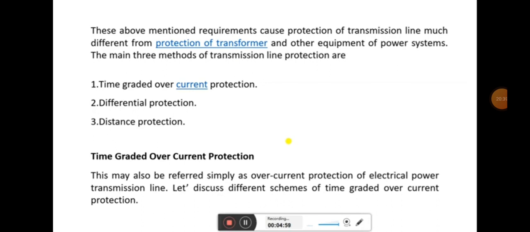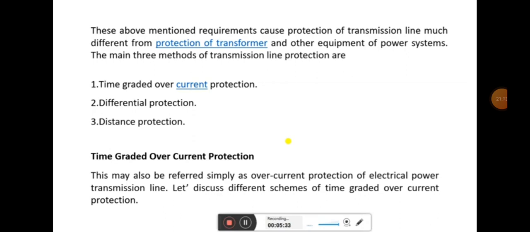These above mentioned requirements make protection of transmission lines much different from protection of transformers and other equipment of the power systems. And because of this, the protection of the lines is taken much more care of compared to the transformers or the generators or other equipment of the power system. So the main three methods of transmission line protection are classified.